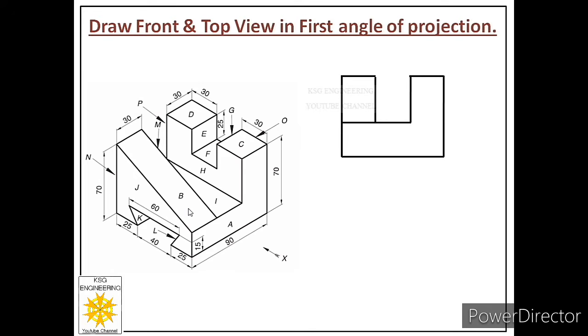Now we are done with the visible faces. Now we will start with hidden faces. So how many hidden faces are there? Face E, face K, face L. Out of these three, face E is parallel. So let us plot parallel hidden face first.